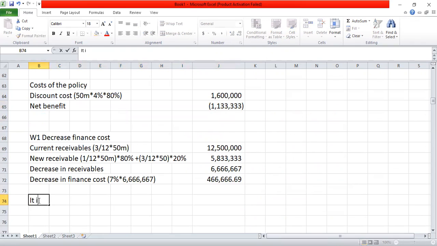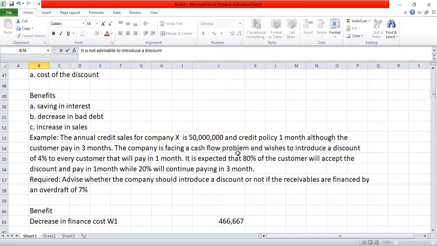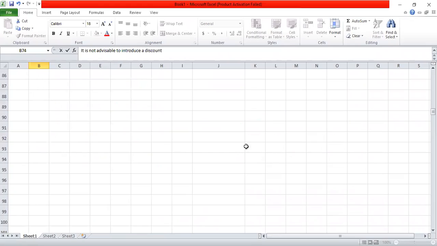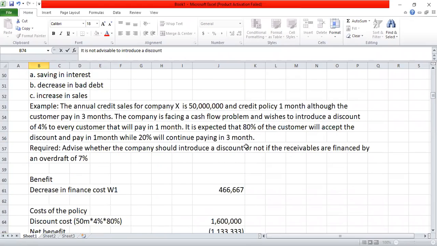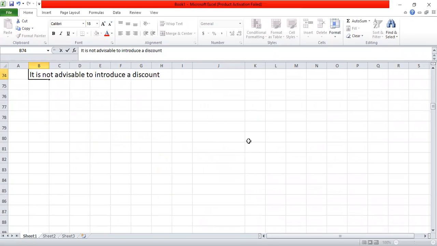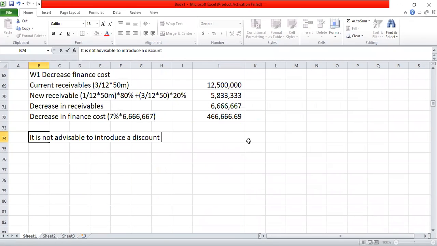So it is not advisable to introduce a discount, because if a company introduces a discount, it will be making a loss. So that is the second one we are talking about, which is about credit decision policies.